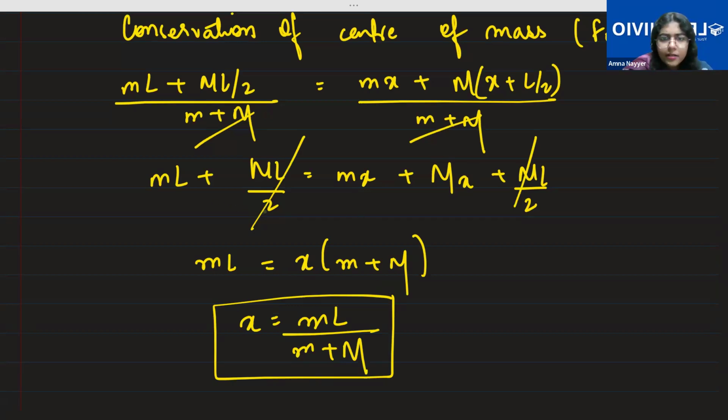Where? ML is equal to x times small m plus capital M. I'm asking there. Here.